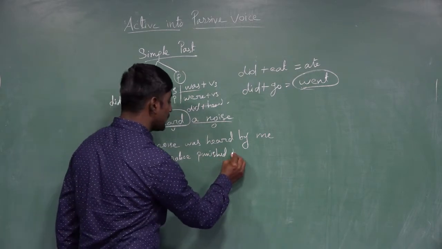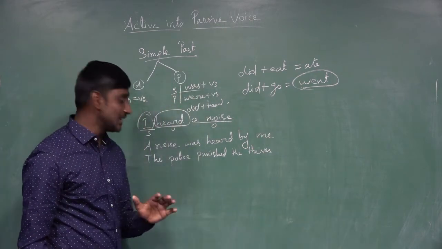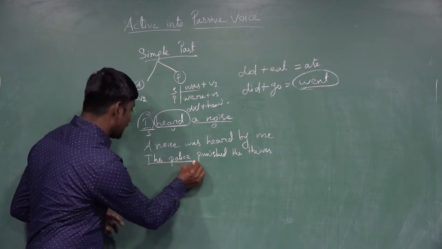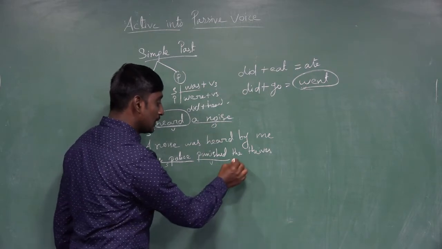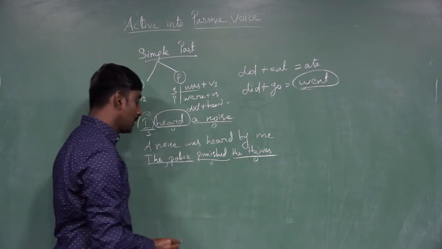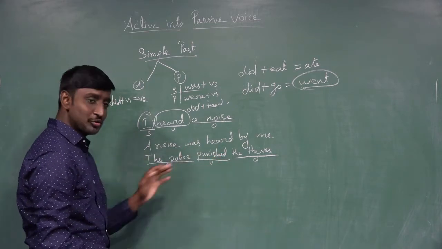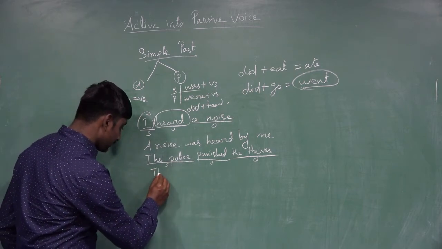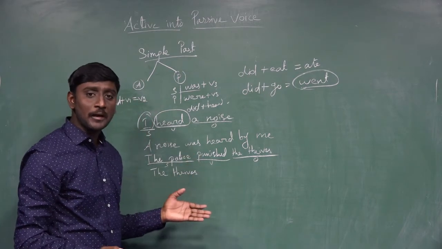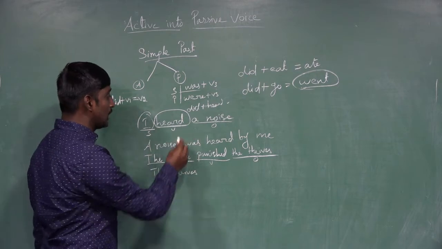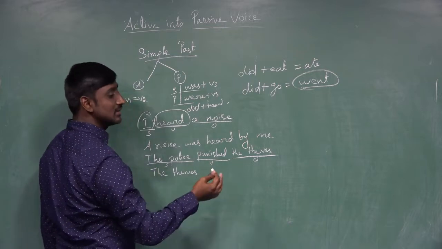Another example: the police punished the thieves. First the sentence: the police is a subject, punished is the verb, the thieves is the object. SVO changed to OVS pattern. Next, the object comes to the subject place. The thieves. Is thieves singular or plural? Yes, correct, plural. More than three thieves.